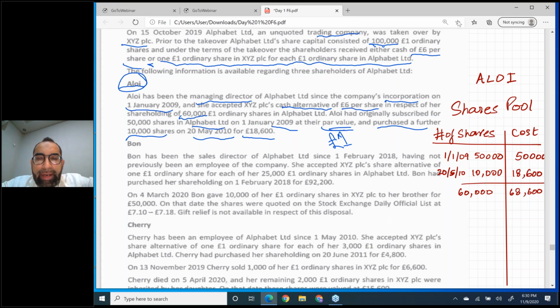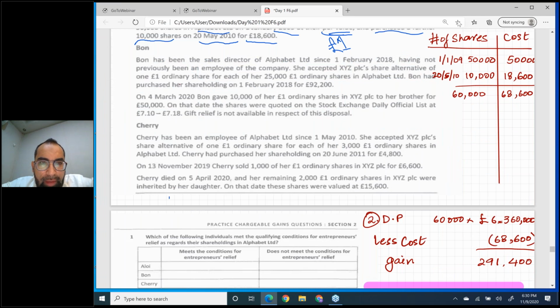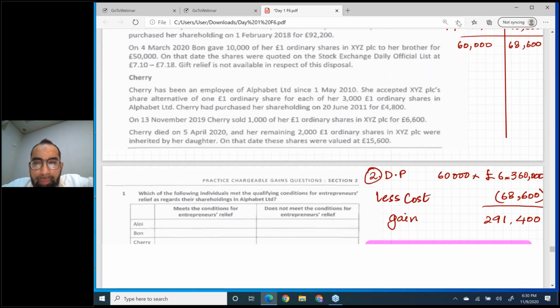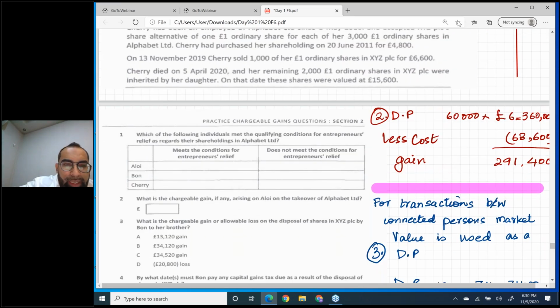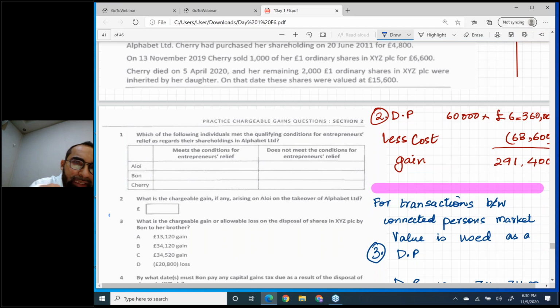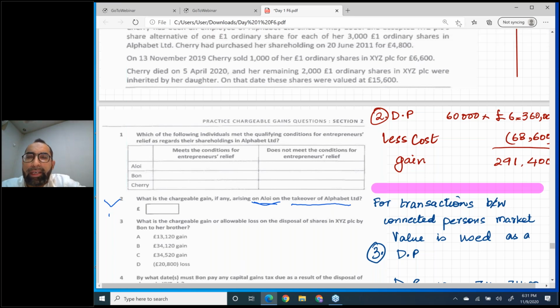Now wait, let me go to the requirement. First of all, I'm doing requirement number 2. What is the chargeable gain, if any, arising to Alloy on the date of takeover of Alphabetic Limited? Yes, there will be a chargeable gain.